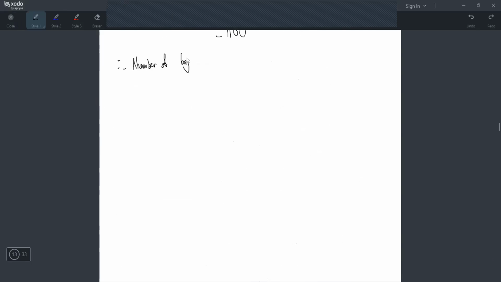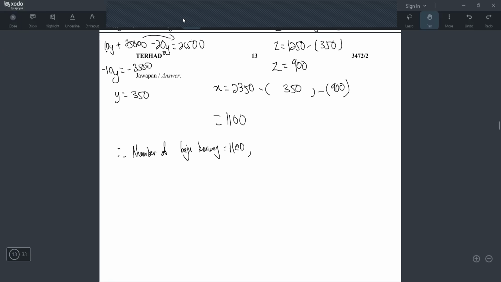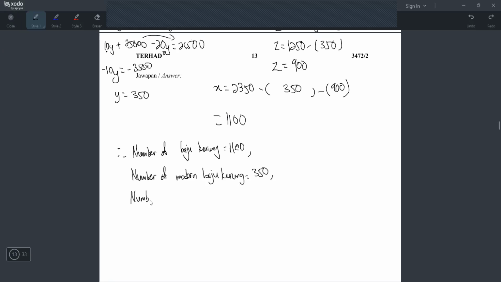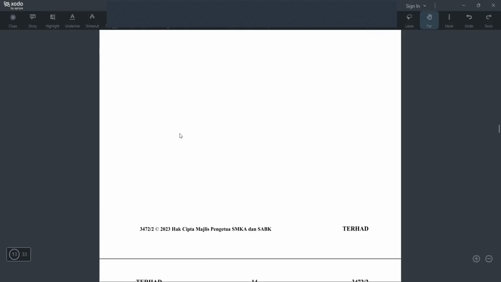So number of baju kurung equals to 1,100. Okay, you don't have to put any unit, because it's like number of baju. So there's no unit for this. And then the next one will be number of modern baju kurung, which is y. What is y? 350. So this one is 350. And then the last one is number of baju kebaya. So kebaya equals to 900, right? Don't have to write any unit, because there's no unit for this. Okay, all right, that's how you do it.